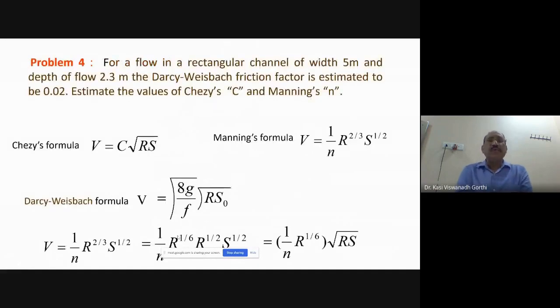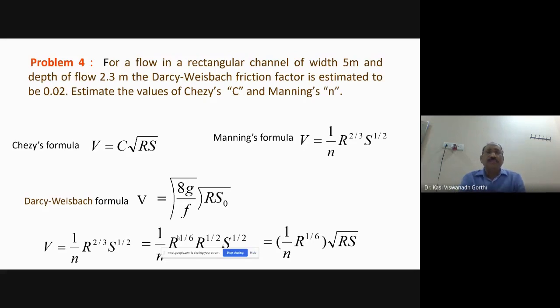Next problem. For a flow in a rectangular channel of width 5 meters and depth of flow 2.3 meters, the Darcy-Weisbach friction factor is estimated to be 0.02. Estimate the value of the Chezy's coefficient and the value of the Manning's coefficient. This problem is slightly different from the earlier two problems. In the earlier two problems, whether it was a rectangular channel or a trapezoidal channel, we were attempting to compute the velocity, discharge or longitudinal slope given the other parameters. But in this case, the Darcy-Weisbach friction factor is given, and you are required to estimate the Chezy's coefficient C and the Manning's coefficient N.